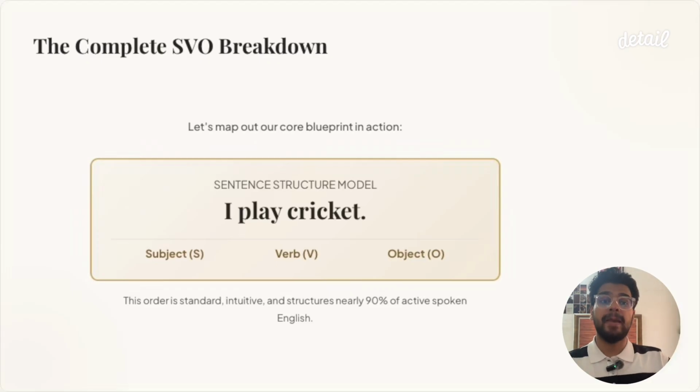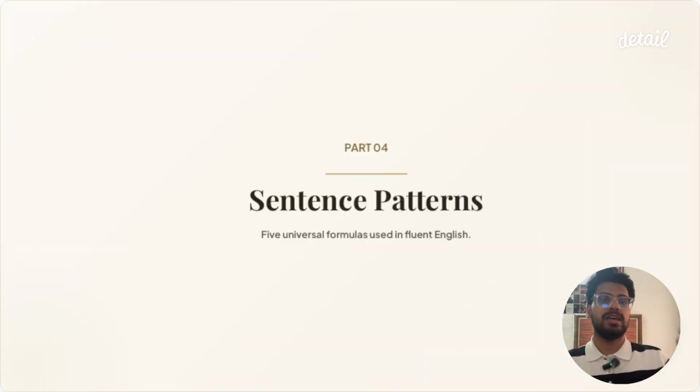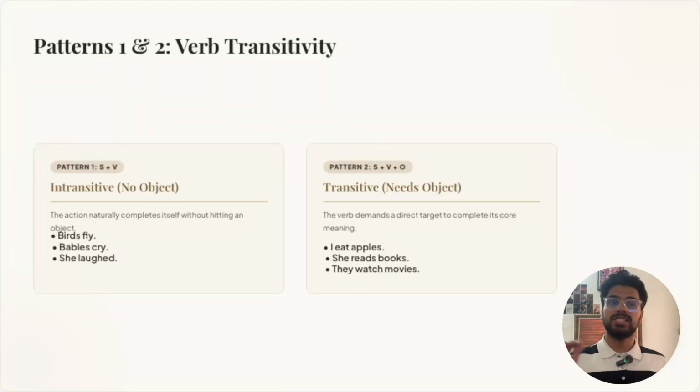Now we will be studying basic sentence patterns. Let's move on to sentence patterns. These patterns are used in almost every English sentence. Pattern number 1, subject plus verb. For example, birds fly, babies cry, she laughed. These sentences do not need objects because the action completes itself. These verbs are called intransitive verbs. Pattern 2, subject plus verb plus object. For example, I eat apples, she reads books, they watch movies.